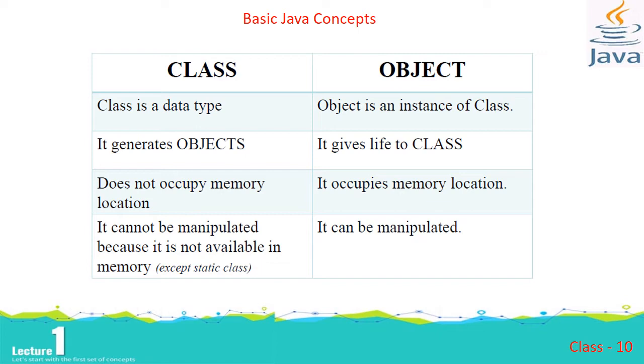Next, a class does not occupy memory, as it is just a concept. It does not occupy any memory location, whereas an object occupies a memory location. A class cannot be manipulated because it is not available in memory; as it is a concept, it cannot be manipulated, whereas an object can be manipulated, right?